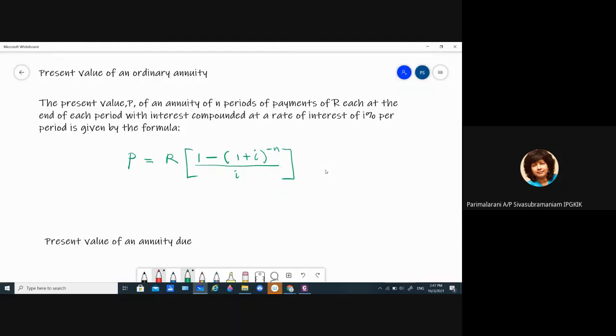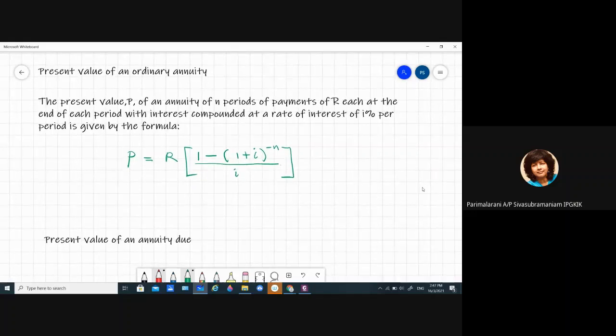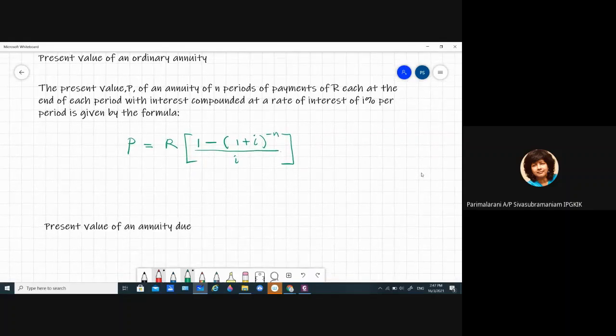P is the present value, R is the payment per month, I is the interest rate per period, N is the number of periods. So this is the formula for present value of ordinary annuity.